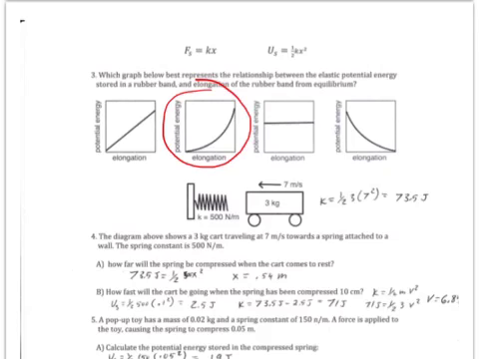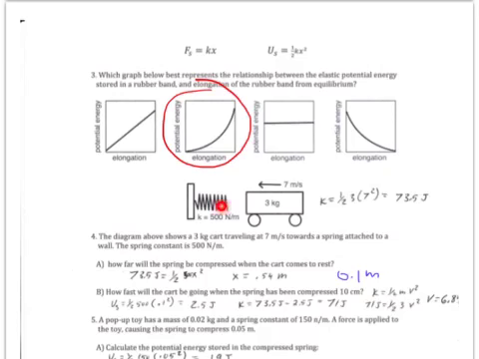Now the next question is, how fast will the cart be going? So I'm looking for velocity now, when the spring has been compressed 10 centimeters. Well, 10 centimeters is the same thing as 0.1 meter. So I'm going to put that into this equation here to see how much energy the cart will have transferred to the spring at that point. Because as the spring gains the energy, the cart loses it. And when the cart loses kinetic energy, it slows down.